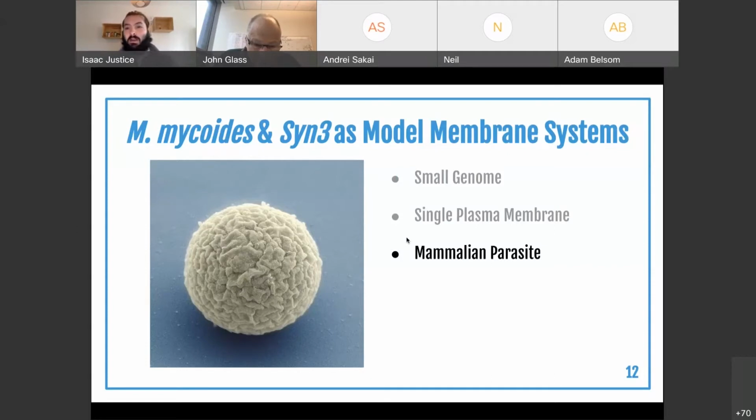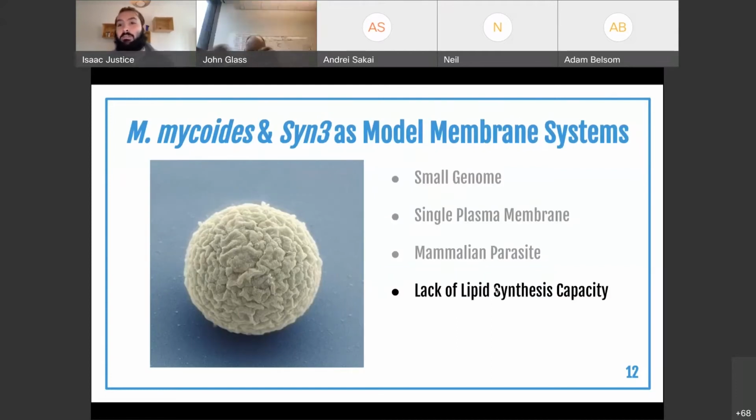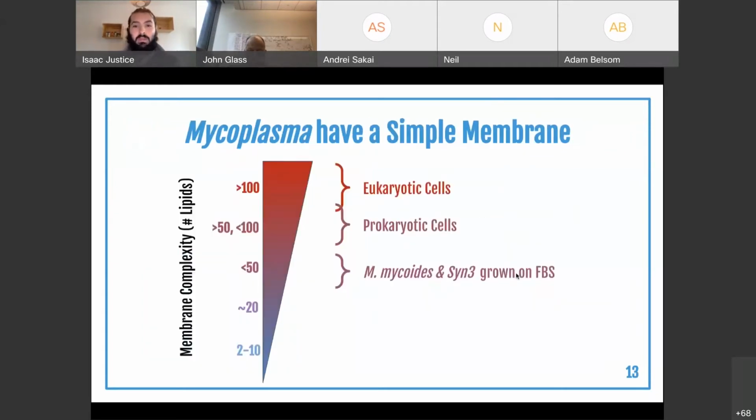They're a mammalian parasite, which means that they need to take up nutrients from the host cell, and one of these nutrients is lipids. Unlike most eukaryotic and prokaryotic cells, mycoplasma and SYN3 cannot synthesize most of their lipid species. They cannot make acyl chains, and so they rely on either their host cells or the diet we feed them in order to get the lipids that form their membrane.